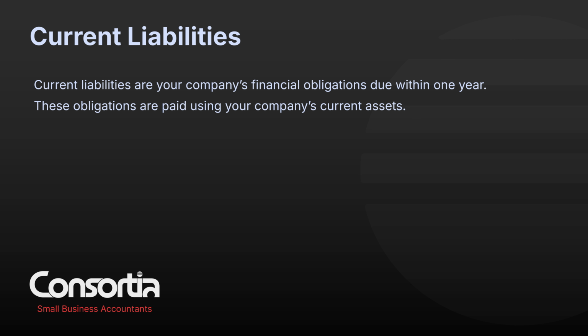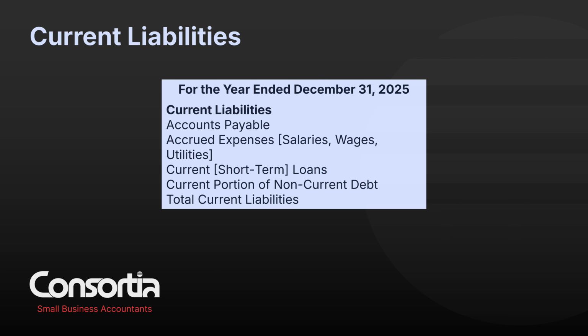Current liabilities are your company's financial obligations due within 1 year. These obligations are paid using your company's current assets. So again, if you look at that portion of your financial statement, you would see current liabilities, which would include accounts payable, accrued expenses, such as accrued salaries, wages, utilities, current, that is, short-term loans, and the current portion of your non-current or long-term loans or debt. And thus, that's your total current liabilities.